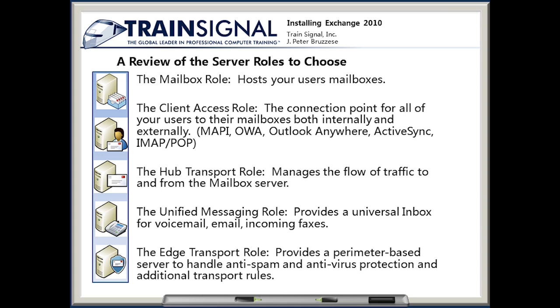Now, beyond that, there's the client access role. This is the connection point for all of your users to their mailboxes, both internally and externally. So, MAPI connectivity, Outlook Web App, Outlook Anywhere, ActiveSync, IMAP, POP, all of that goes through your client access server role. So when you think about your mobile device and connecting up to your Exchange environment, well, that's your client access server role. When you think about an Outlook interface through your web browser using Outlook Web App, which used to be called Outlook Web Access, but now it's called Outlook Web App, well, that's your client access role that's providing that feature. In legacy environments for your Exchange, you might think of it as your front-end server.